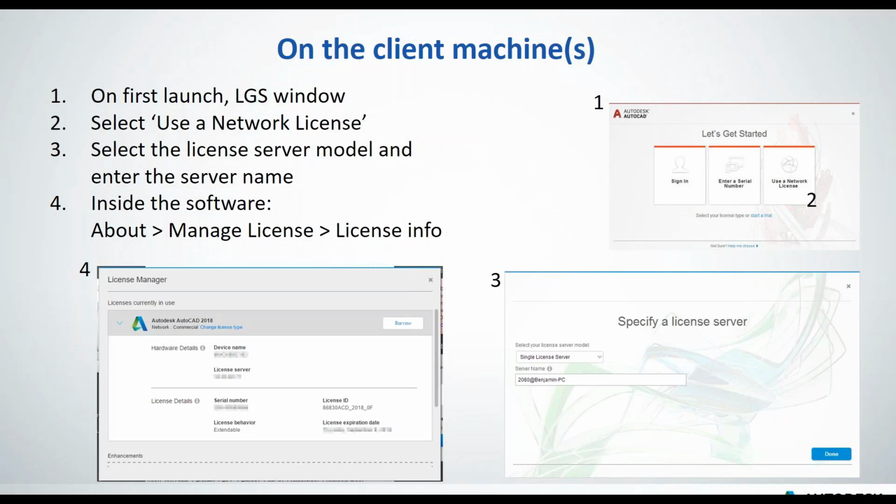You can always check your license information within the program. Usually you go from the About menu, Manage License. You will be presented with a small window that will indicate which server you are connected to, which license package you are pulling, and the serial number connected to your license.